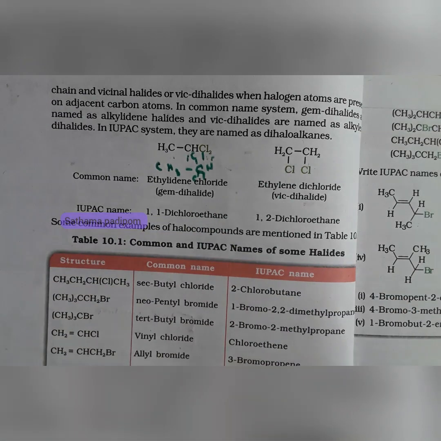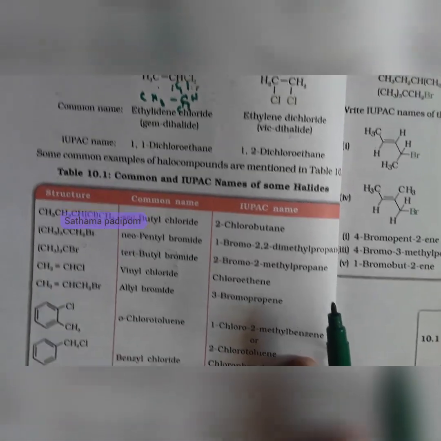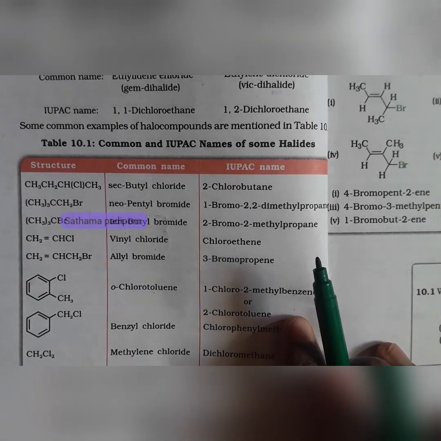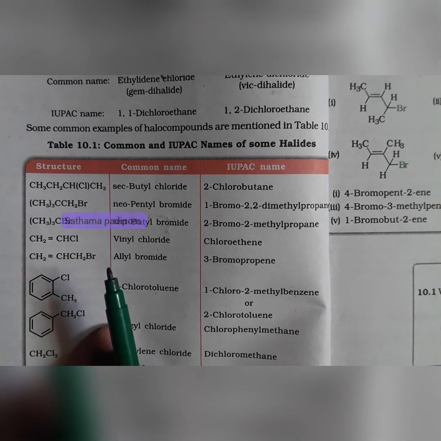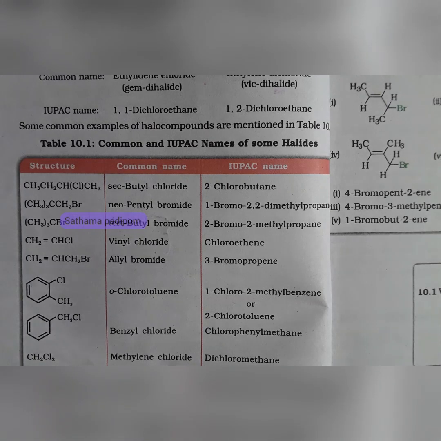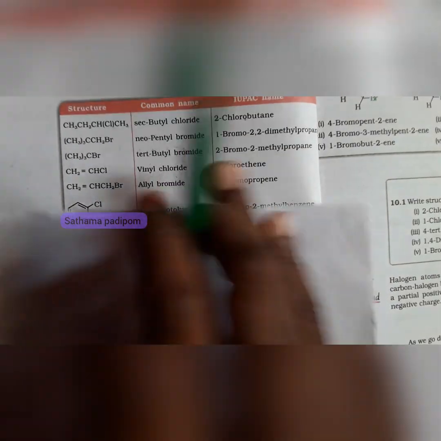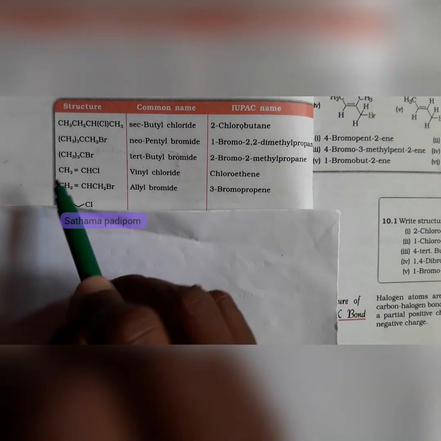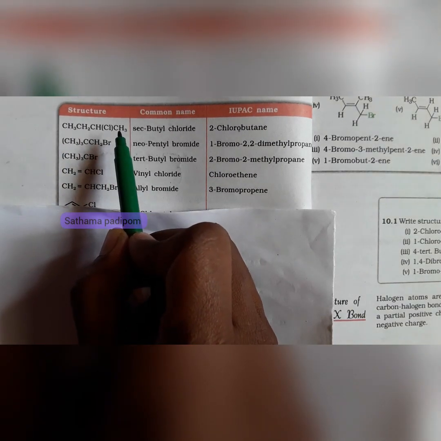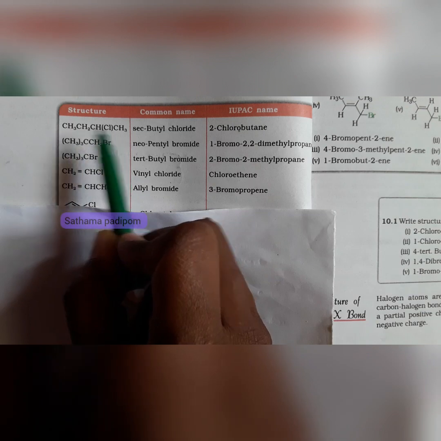Okay, a few common examples of halides are given here, and their IUPAC names are also given. So you have to be clear in this. You have to practice these structures. Okay, so look at this structure, common name and IUPAC name. Here they have given the structure, CH3 CH2 CH Cl CH3. When writing structures, please write them boldly without fear.